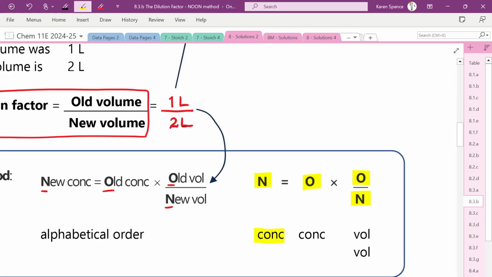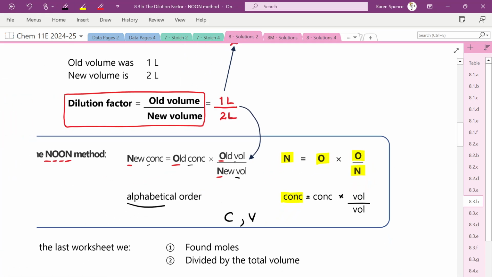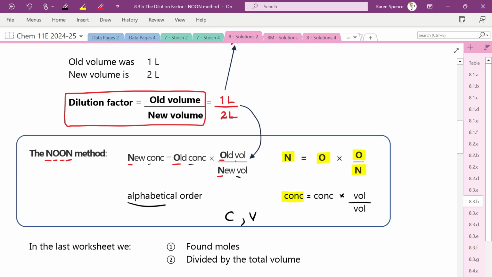Well, its concentration is equal to concentration times the volume over the volume. So it's concentration, concentration, volume, volume. And that is in alphabetical order. C comes before V. Yes? So new concentration, old concentration equals old volume over new volume. All right? You don't have to use this method. But if you like it, it can be really good.